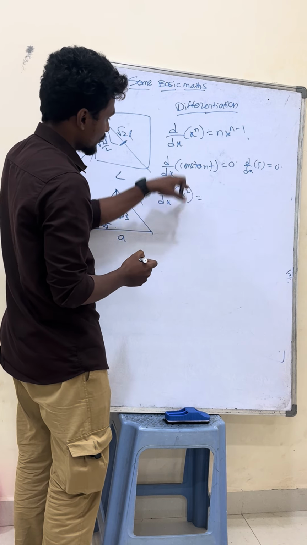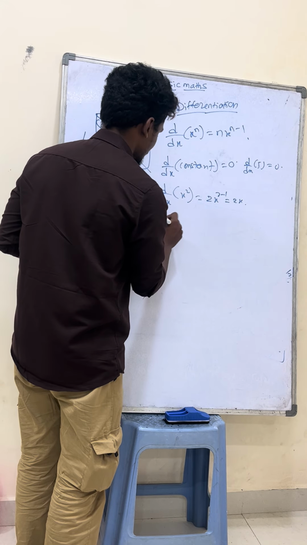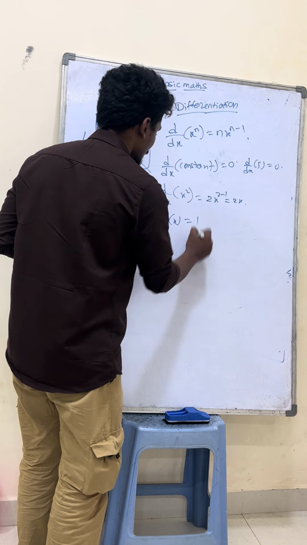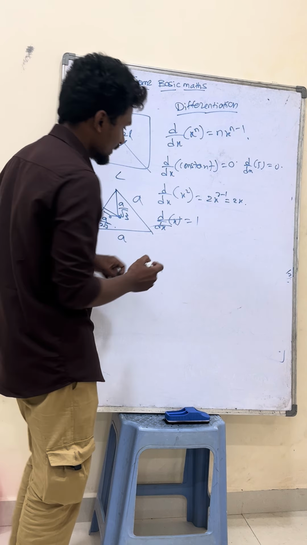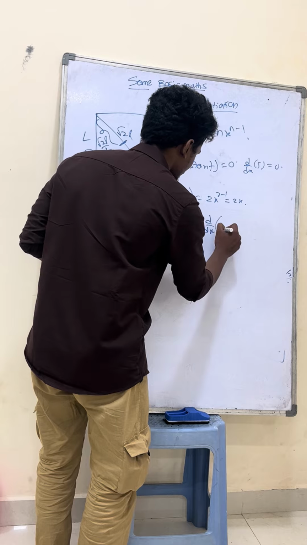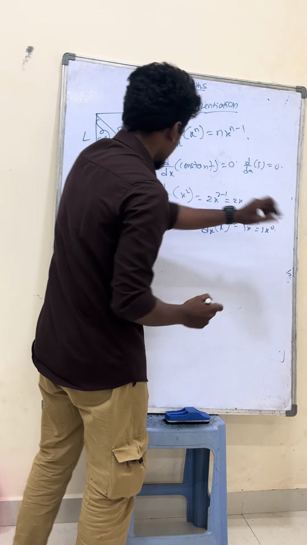In place of n you got 2, so you can write it as 2 into x power 2 minus 1, which is 2x, and d by dx of x is equals to 1. Don't write dx cancel and you got 1. That's not how it works. Just that d by dx of x power 1, which is 1 into x power 1 minus 1, which is 1 into x power 0. X power 0 is 1.